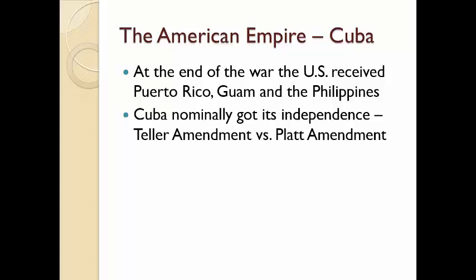This isn't land like, say, the Louisiana Purchase, or even like Alaska that we bought, that is not part of the continental United States. This is an overseas empire. These are essentially colonies of the United States. Now, Cuba, at least on paper, got her independence, but in reality, not so much.